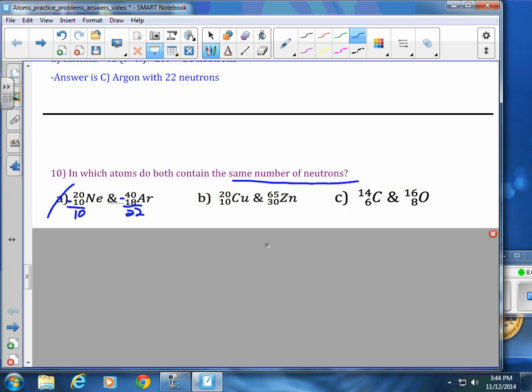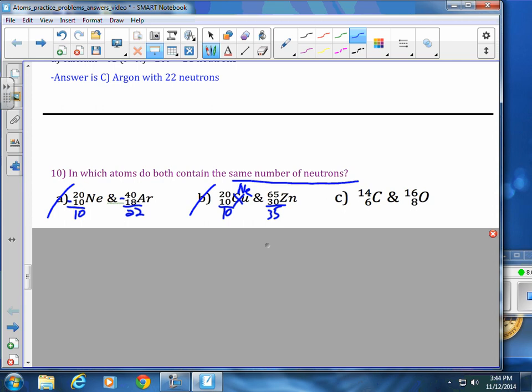Let's see. In this one, copper, now this is a mistake. This should actually be neon, because copper does not have 10 protons. Neon does. So if I do the math on this, it's going to be 10. And if I do this, this is going to be 35. And so it can't be that answer.